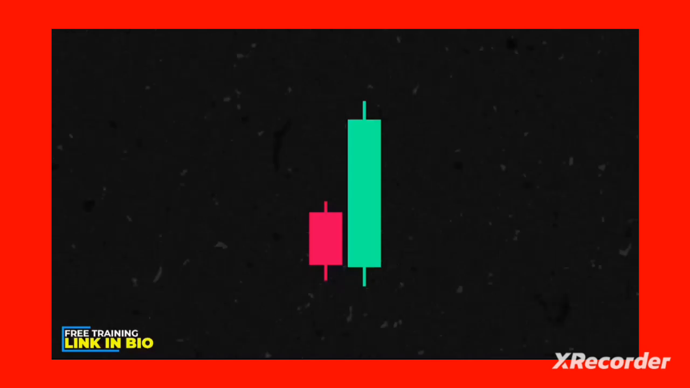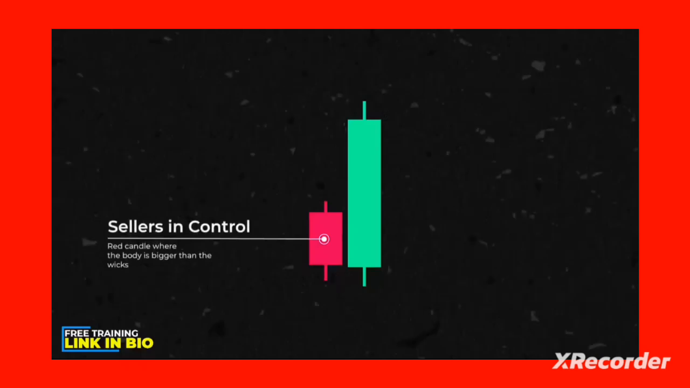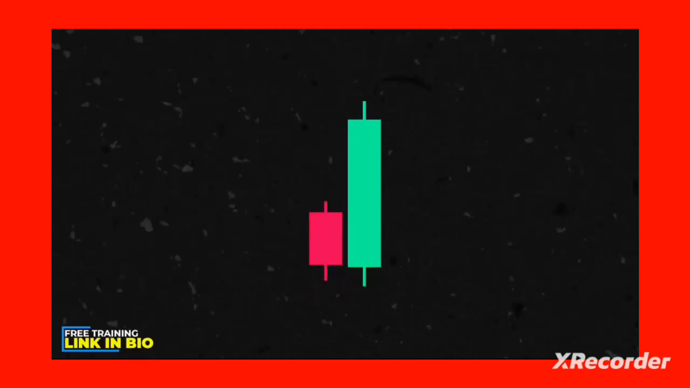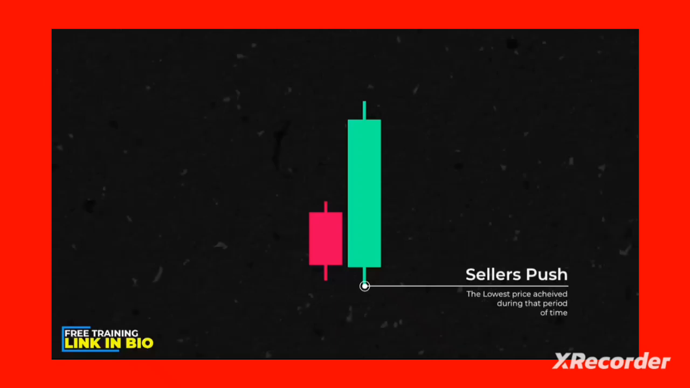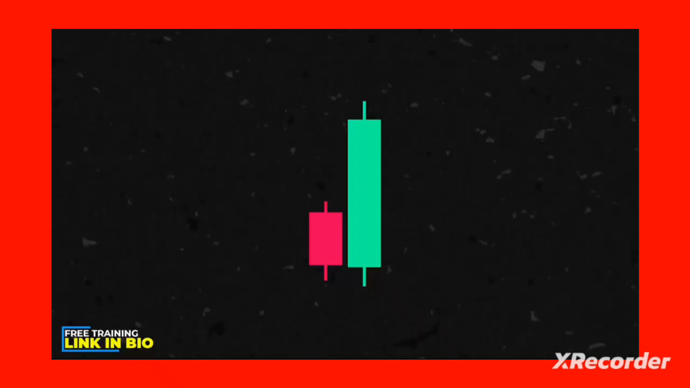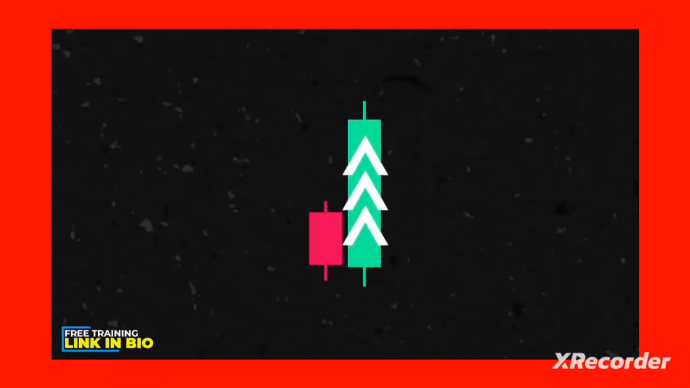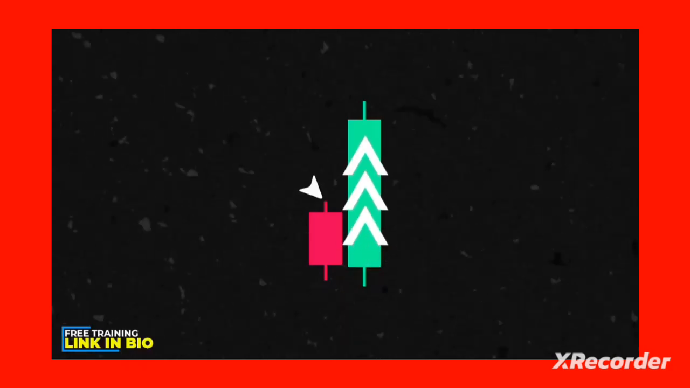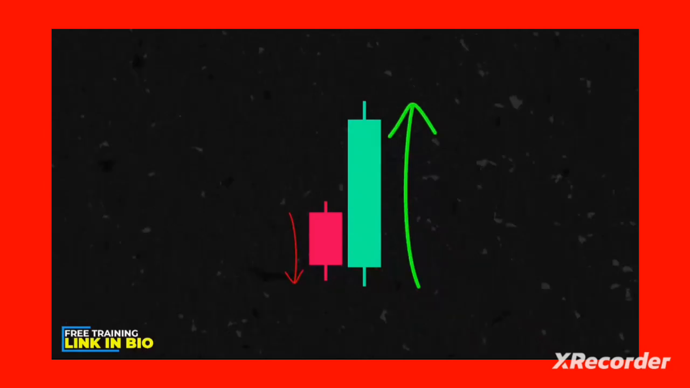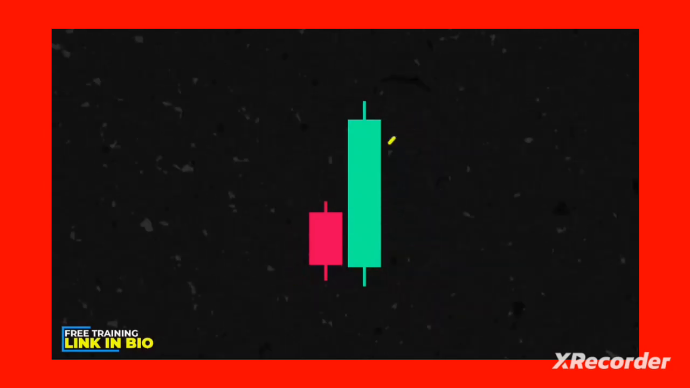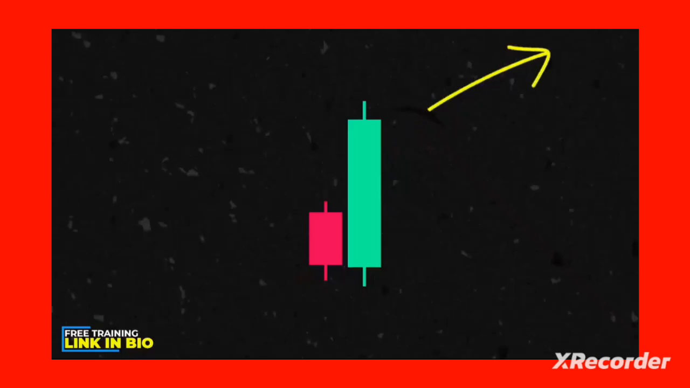The psychology behind this pattern is pretty simple. The sellers were in control during this red candle. Then, as the new candle opened, the sellers took the price lower. It broke the previous low, and suddenly the buyers stepped in. They overwhelmed the sellers and brought the price beyond the last candle's high. It shows that the buyers covered a more significant distance than the sellers. This means the buyers were now in control and ready to take the price higher.